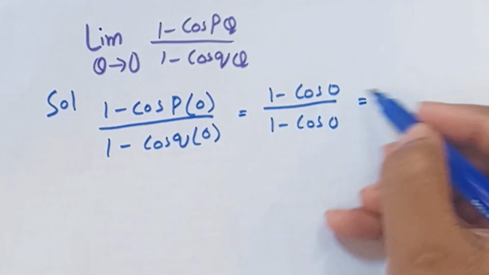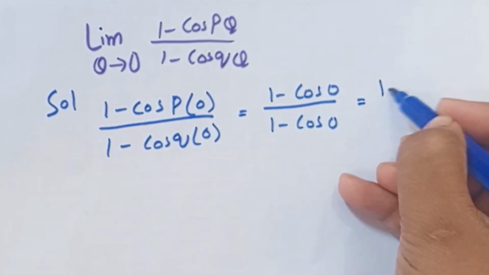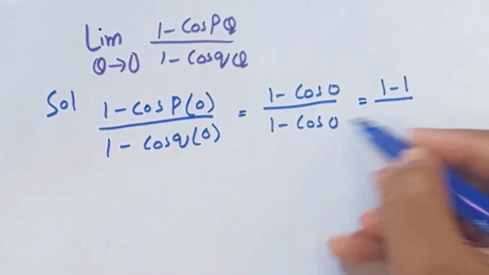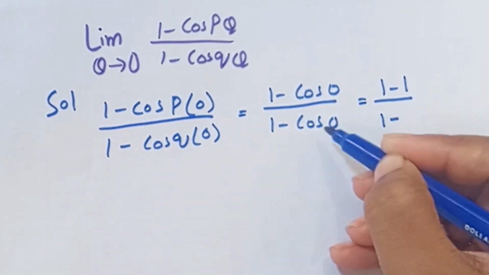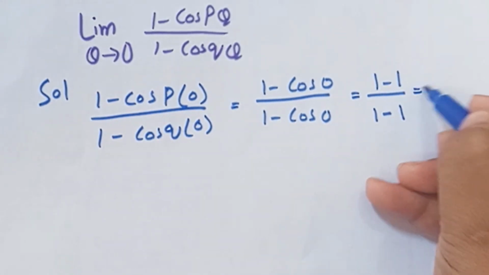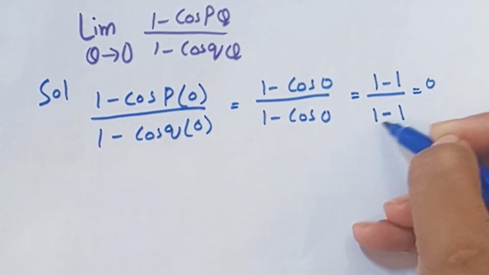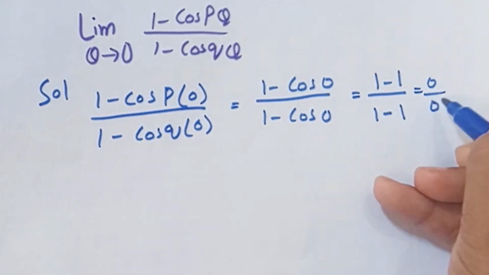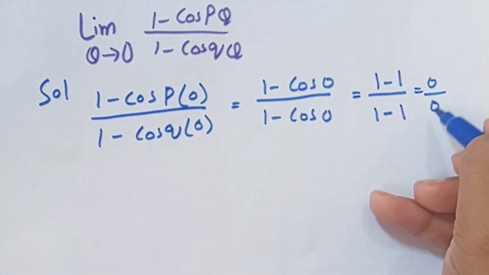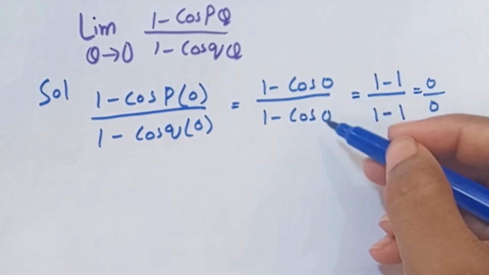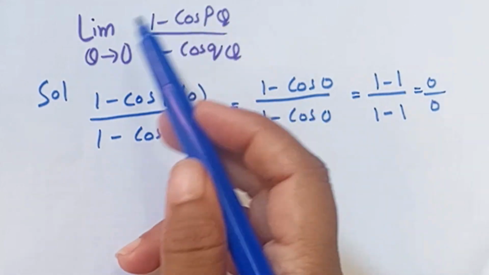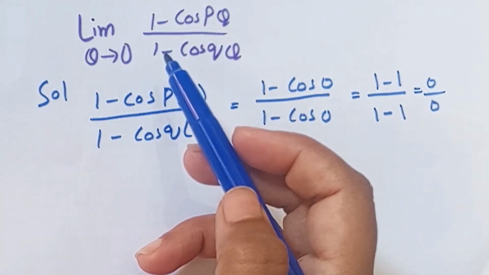So this is 1 minus cos 0, and cos 0 is just 1. Now 1 minus 1 is 0. Look at the denominator. This is 1 minus 1, which is also equal to 0. So this becomes 0 over 0, and in limits this is an undefined form. So the above solution is not valid for this function, and we find the limit of this function with another method.